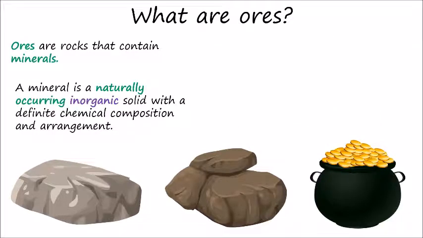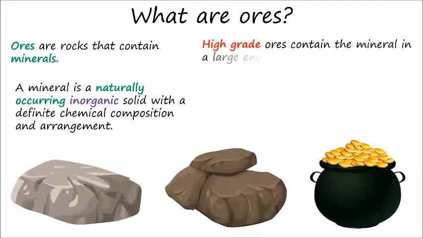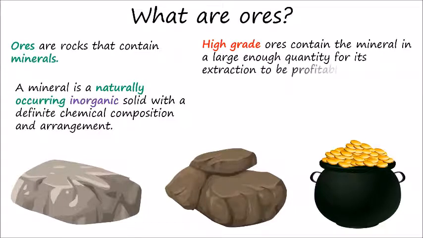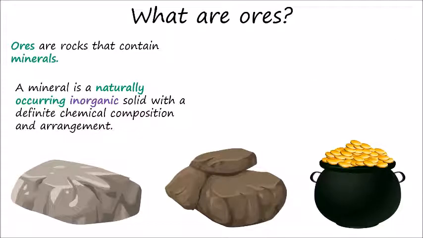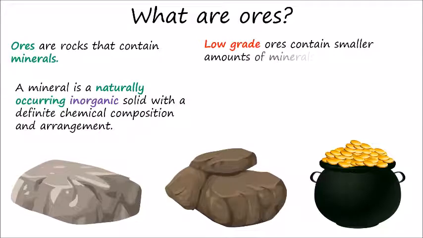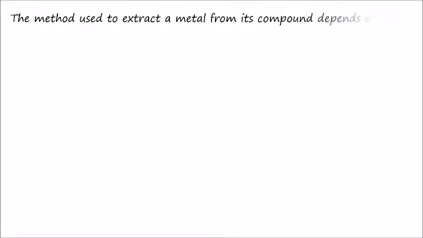Extracting metals from ores can be expensive. A high-grade ore is a rock that contains metals in large enough quantities for the extraction process to be profitable, whereas a low-grade ore contains metals in smaller quantities. They are not very profitable to extract, or maybe not financially worth extracting at all. To be useful, the metals will need to be extracted from their compounds.